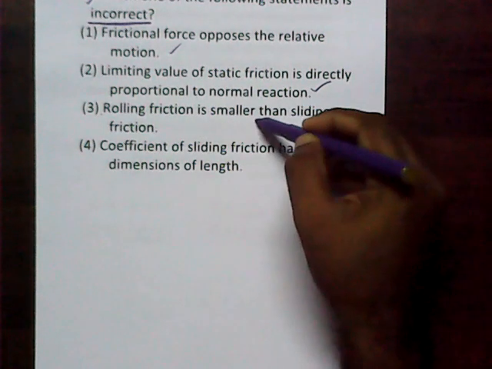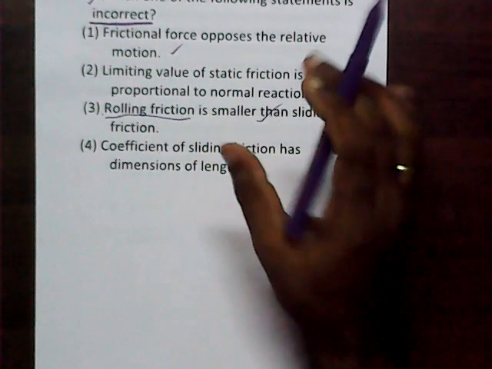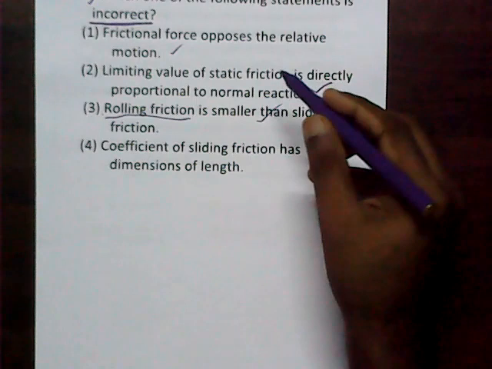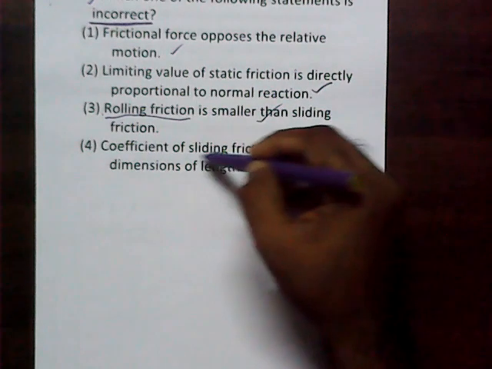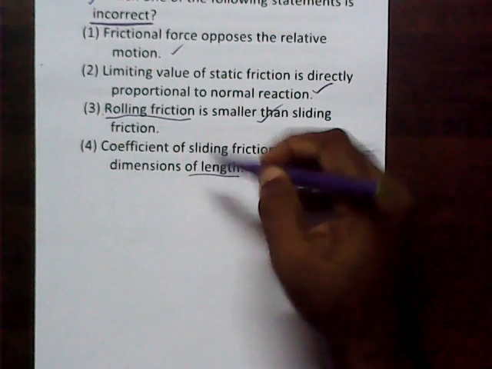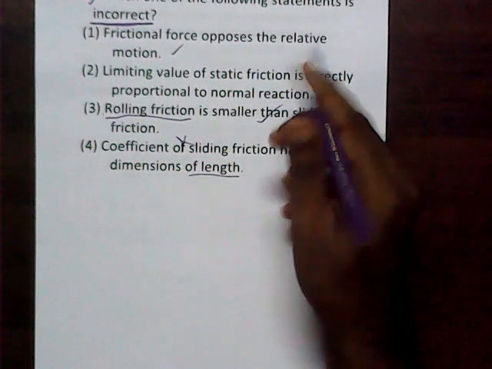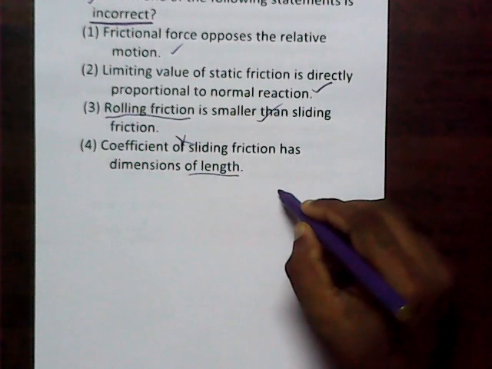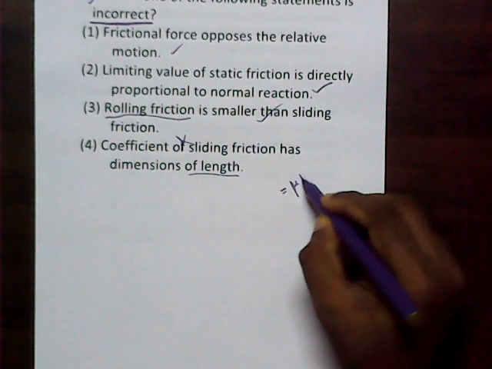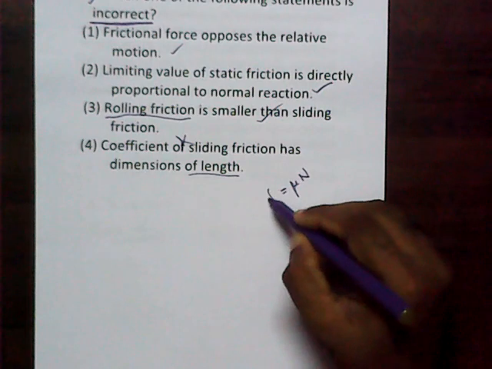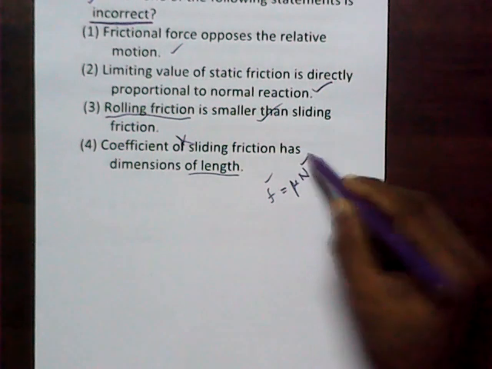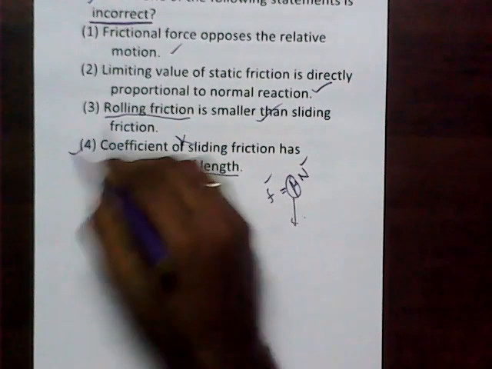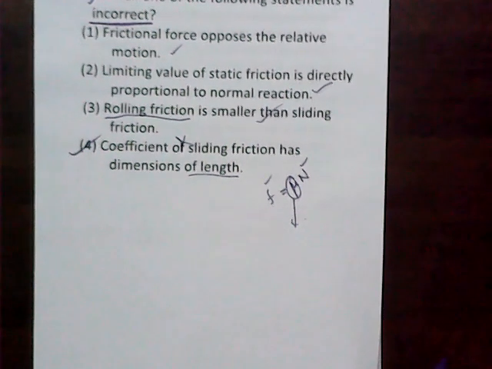The rolling friction is smaller than sliding friction, so that is said to be lower compared to the sliding or kinetic friction. And here, the statement that the coefficient of sliding friction has a dimension of length is wrong, since it has no dimension. If you write f equals mu times the normal reaction, the frictional force and the normal reaction have force dimension, so mu is dimensionless. So we can say 4 is the correct choice.